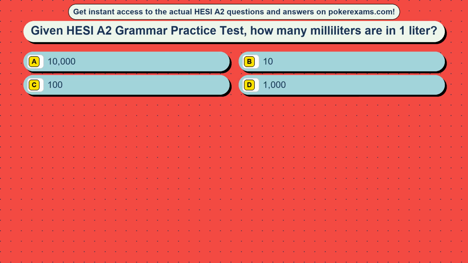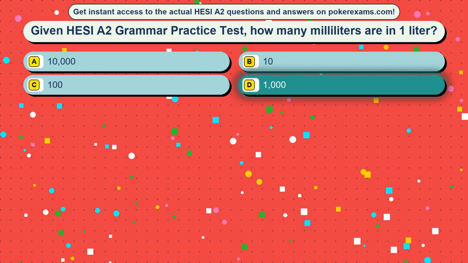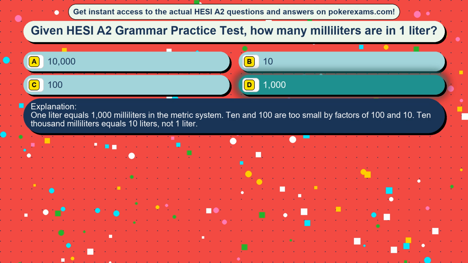Question 48. Given HESI A2 grammar practice test, how many milliliters are in 1 liter? Option A, 10,000. Option B, 10. Option C, 100. Option D, 1,000. The correct answer is option D, 1,000. 1 liter equals 1,000 milliliters in the metric system. 10 and 100 are too small by factors of 100 and 10. 10,000 milliliters equals 10 liters, not 1 liter.